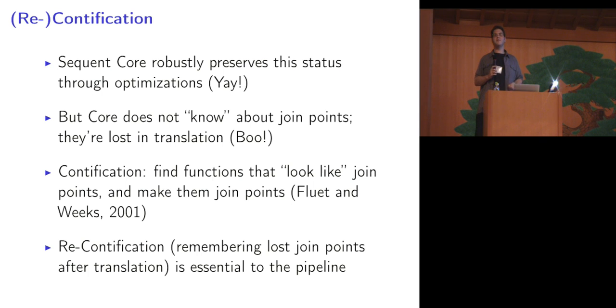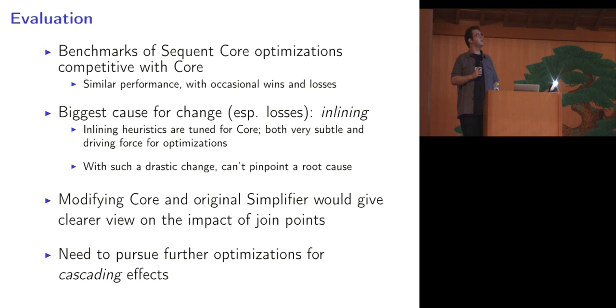And once you do that in Sequent Core, they stay join points. So this is sort of a recontification: when we had a join point, we went to Core, we forgot that, we come back to Sequent Core, and now we remember that, yes, that was a join point. And so it's a new application of this contification optimization.